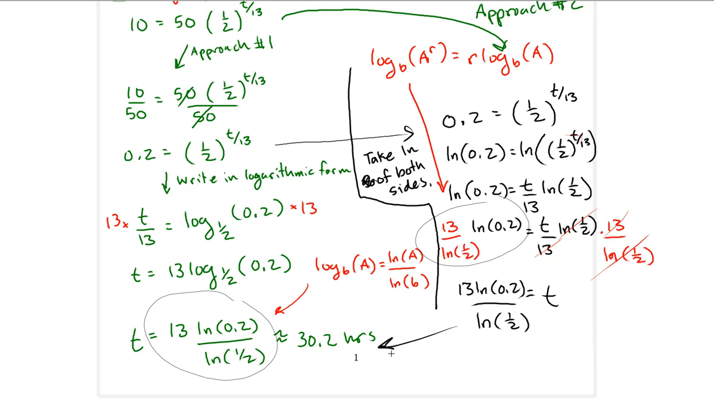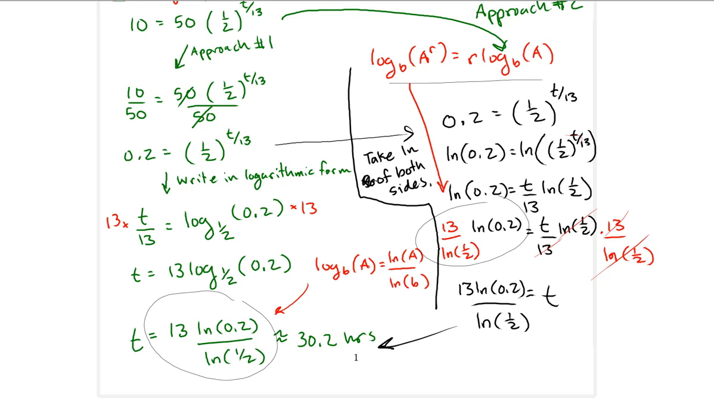So this method here tends to be the one that people prefer overall. Take the natural log of both sides and then get the variable out of the exponent using this property and then go from there. One of the advantages of this is there's no change of base formula needed, because if you take the natural log of both sides, then it's already in that form that can be typed into your calculator.